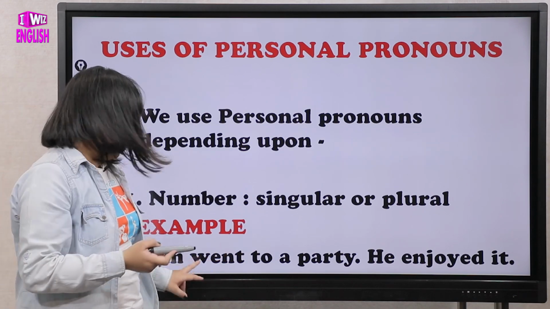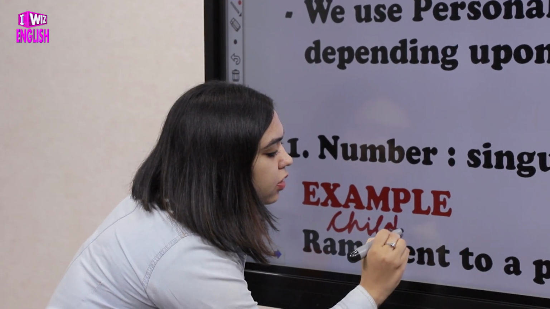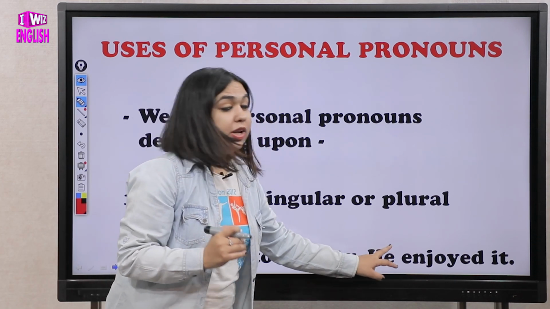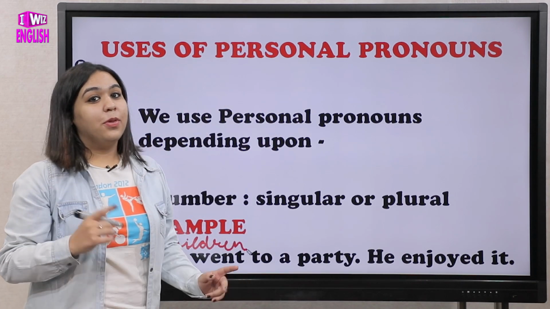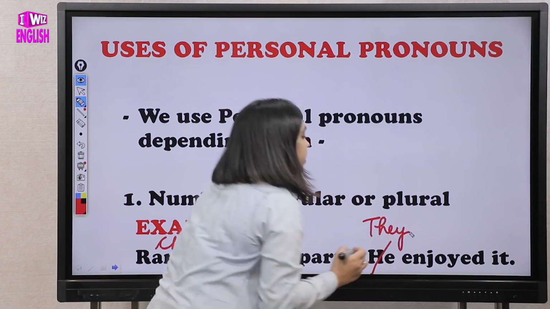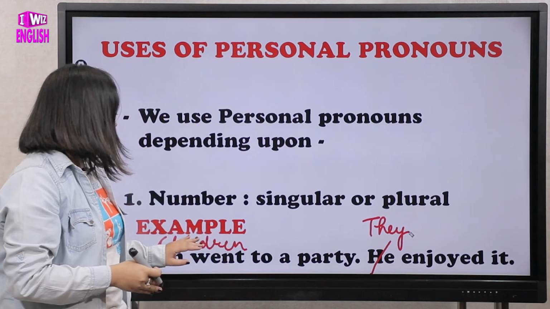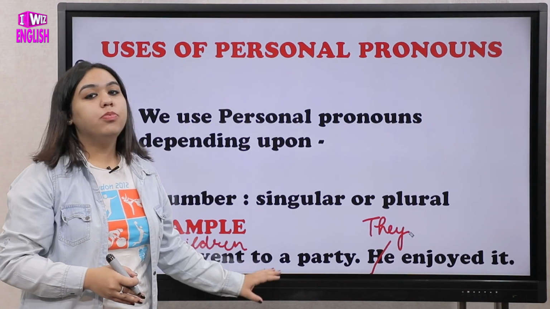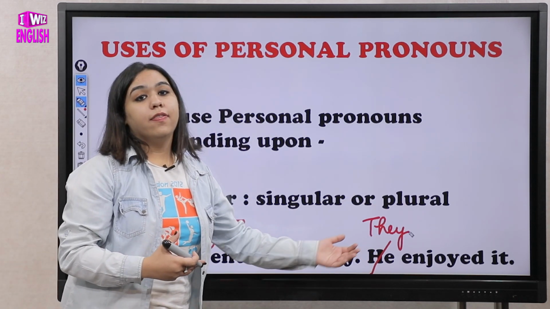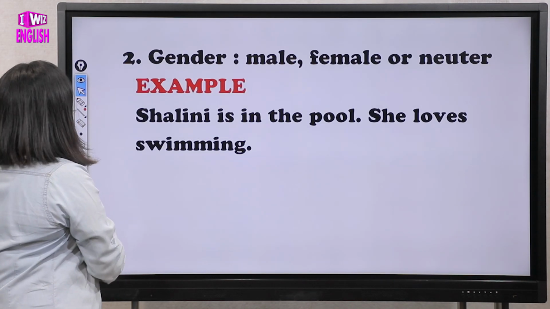If I say Ram, instead of Ram, if I write children went to the party. Now, will I still say he enjoyed it? No, I will not say he. I will say that they enjoyed it. So, this is what this number point is trying to tell you, that when you change the number, it's going to turn into plural. Similarly, your pronoun will change. So, instead of he, you would write they. I hope that it's clear to you. Let us read the next use.